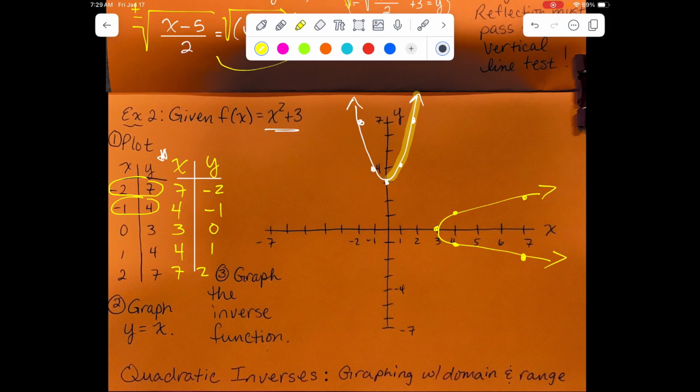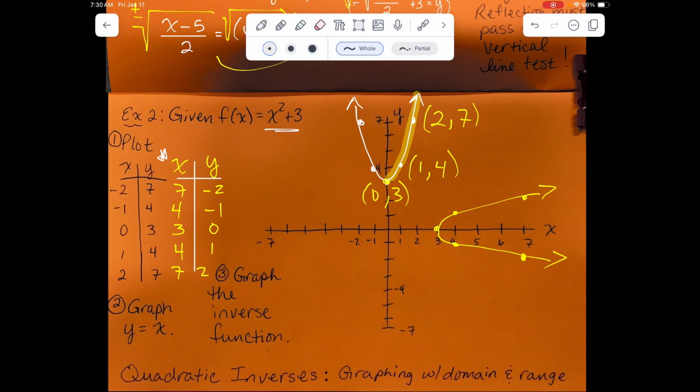Well, if I look at the right side of this graph that I highlighted and up here at the top, you can see that this coordinate here is 1, 4. I also want to look at this coordinate up here. This is over 2, up 7. And then we have this one right here, the vertex. We're going to say that is at over 0 and up 3. Those are the only coordinates I want to look at from the original table.